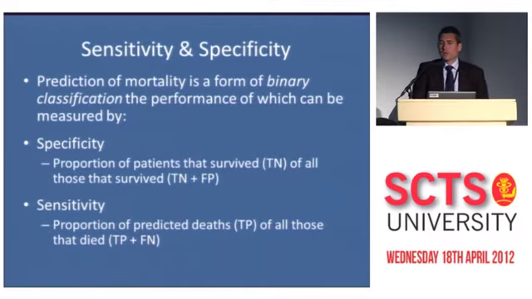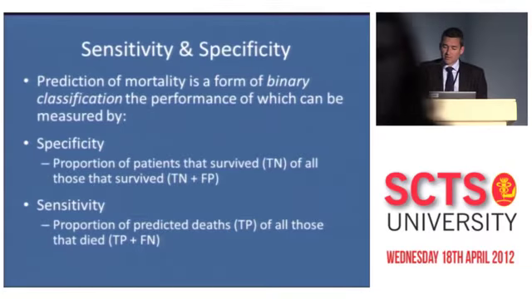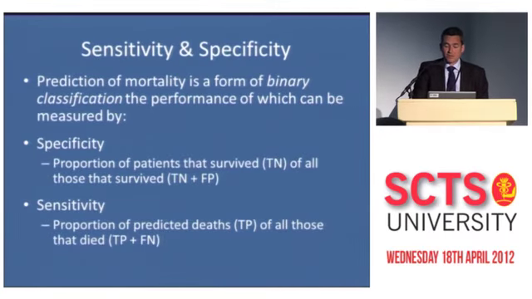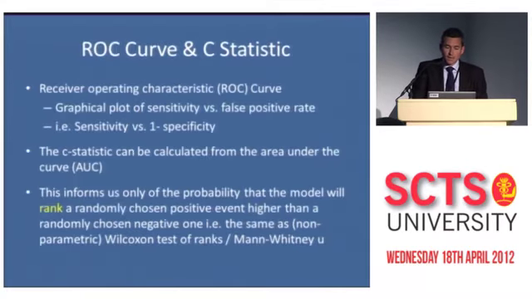So prediction mortality is a form of binary classification, and the performance of which can be measured by the specificity, the proportion of patients that survived, the true negatives of all those that survived, or the sensitivity, which is the proportion of predicted deaths of all those that have died.